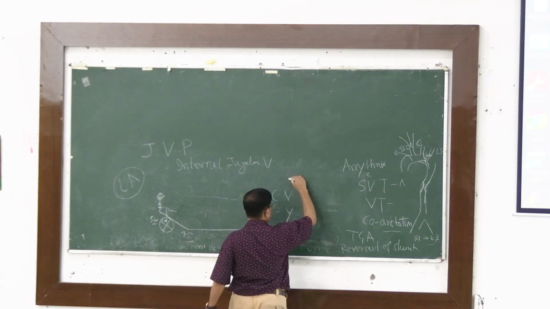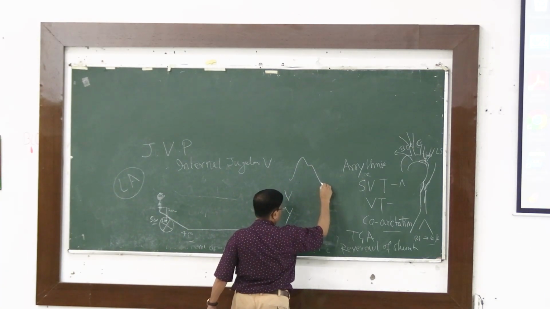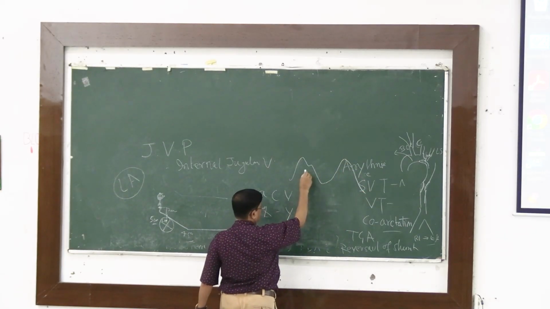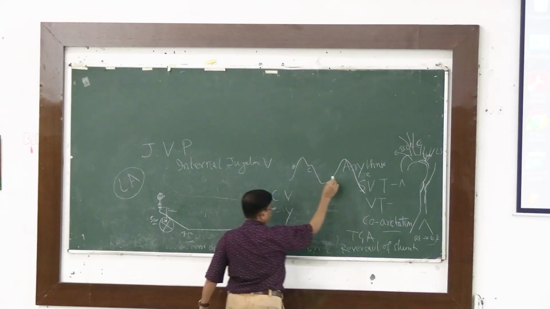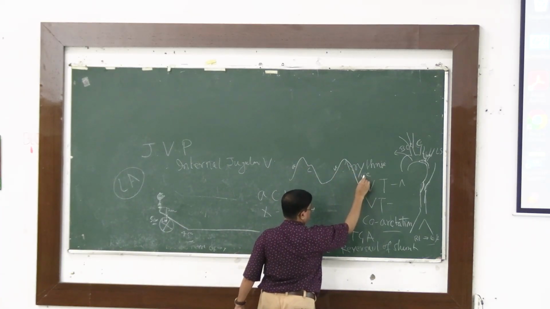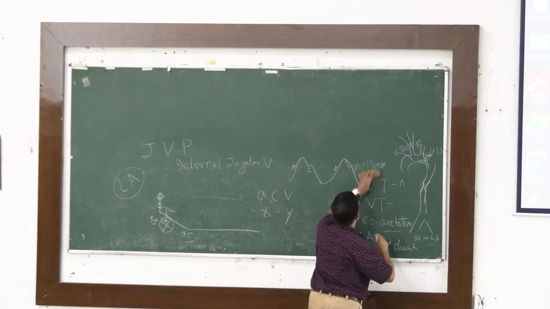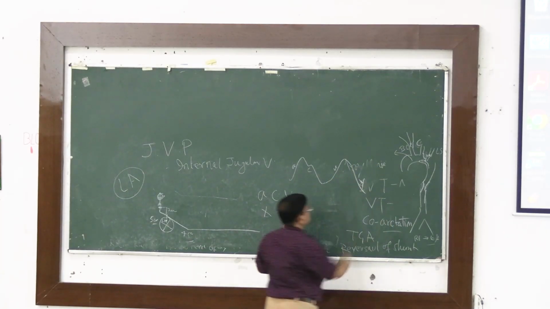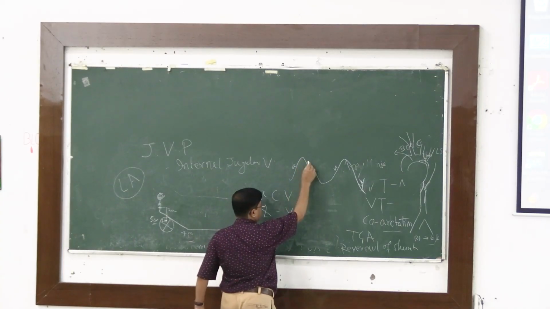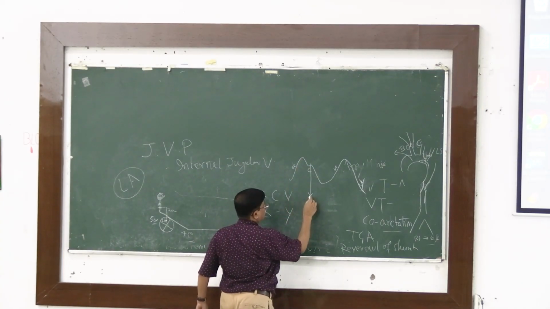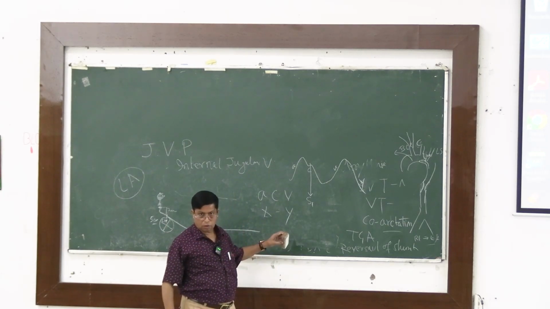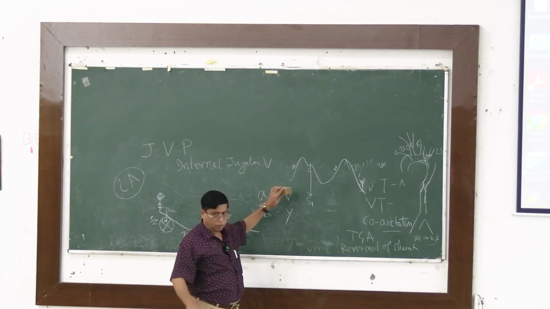This, remember, is A, C, then it is V. This is C, this is A wave. The positive wave is V, and this is Y descent. So one thing to remember, this C corresponds with S1, the first heart sound.